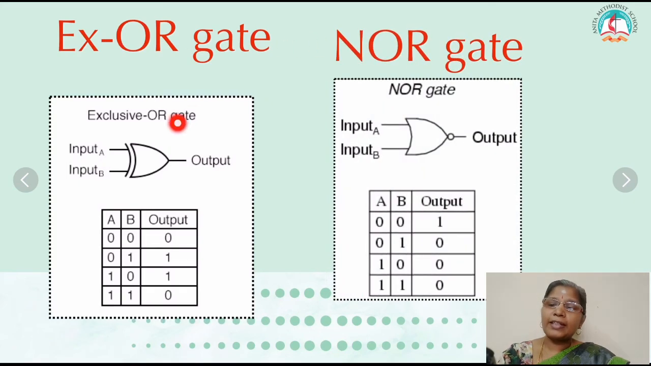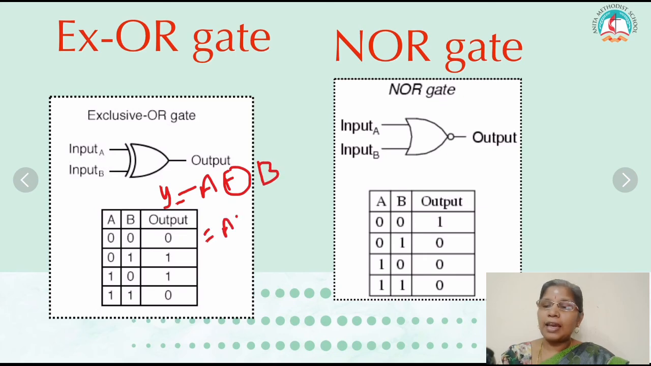Now the next one is XOR gate. What is XOR gate? This is the symbol for XOR gate. The formula is Y value equal to A XOR B. What is the meaning of A XOR B? A B bar plus B A bar. In the XOR gate, if any one input is 1, means 0 1 or 1 0, like this way, you will get the output voltage. When the inputs are the same, 0 0 or 1 1, the output value is equal to 0. This is XOR gate.